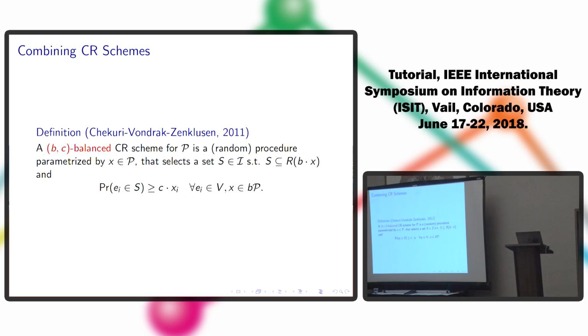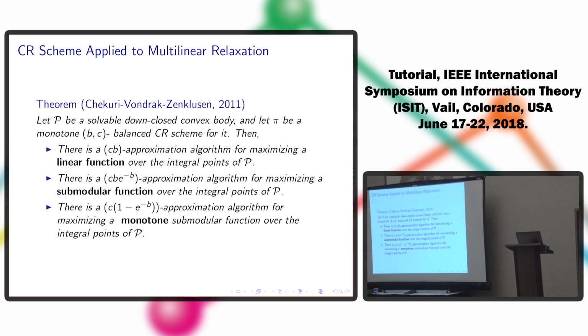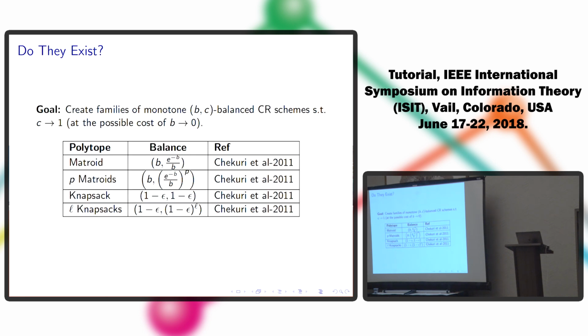Once we have a (B,C)-balanced contention resolution scheme, these are all the results that we can get. If the function is linear or modular, a (B,C)-balanced monotone contention resolution scheme is going to give us a constant factor approximation that depends on C and B. The same thing for submodular functions, whether they're monotone or non-monotone. Do they exist? That's the whole point. They showed also the existence of this family of contention resolution schemes. Okay, so for matroids, for p-matroids, for knapsack, for intersection of knapsacks, etc.